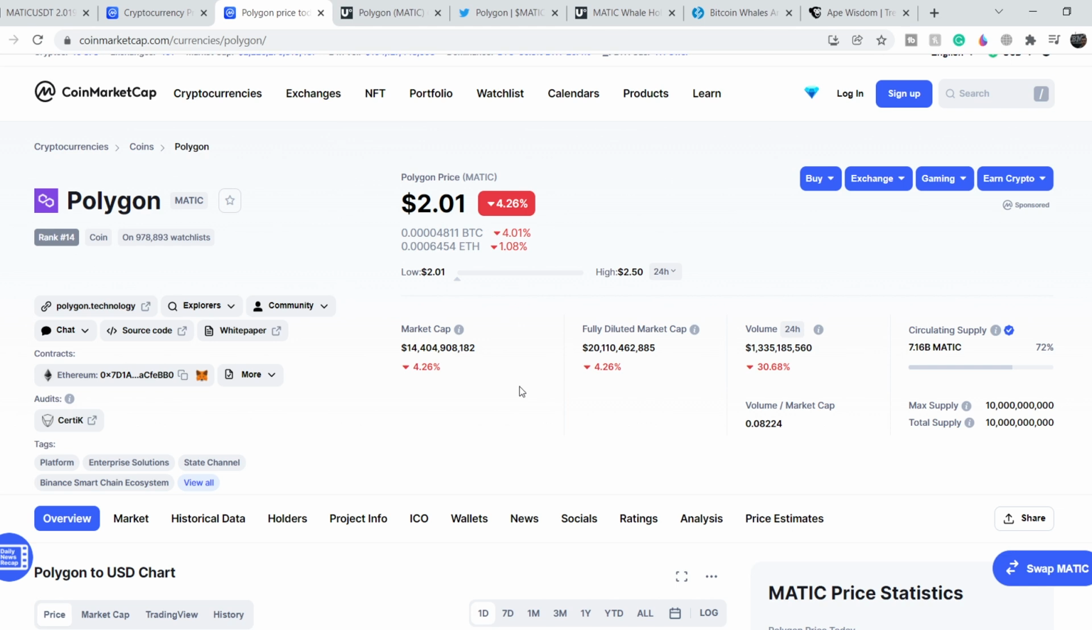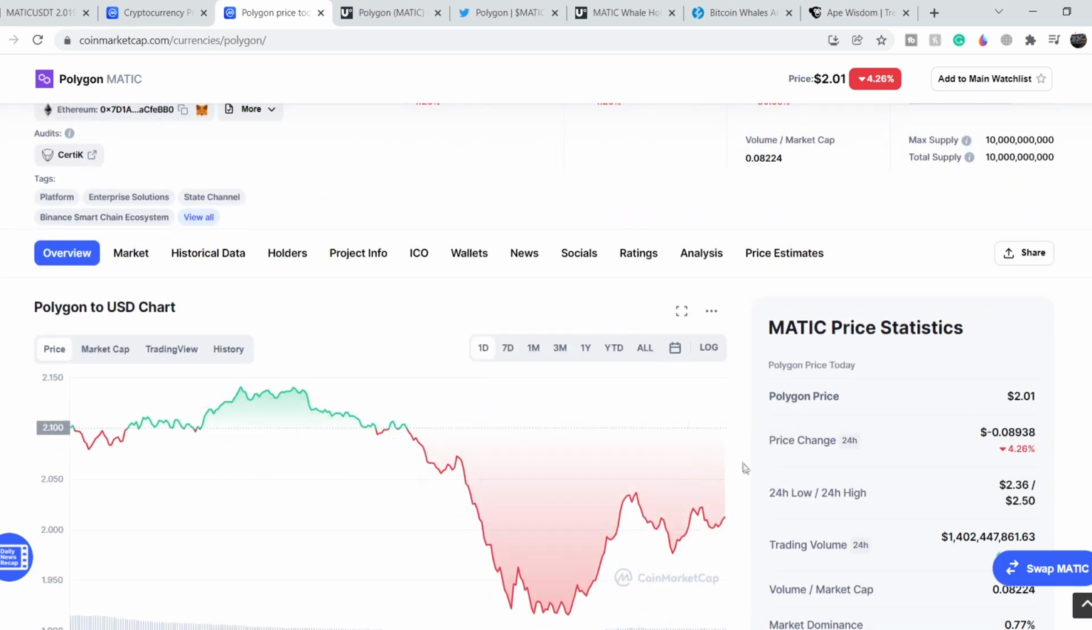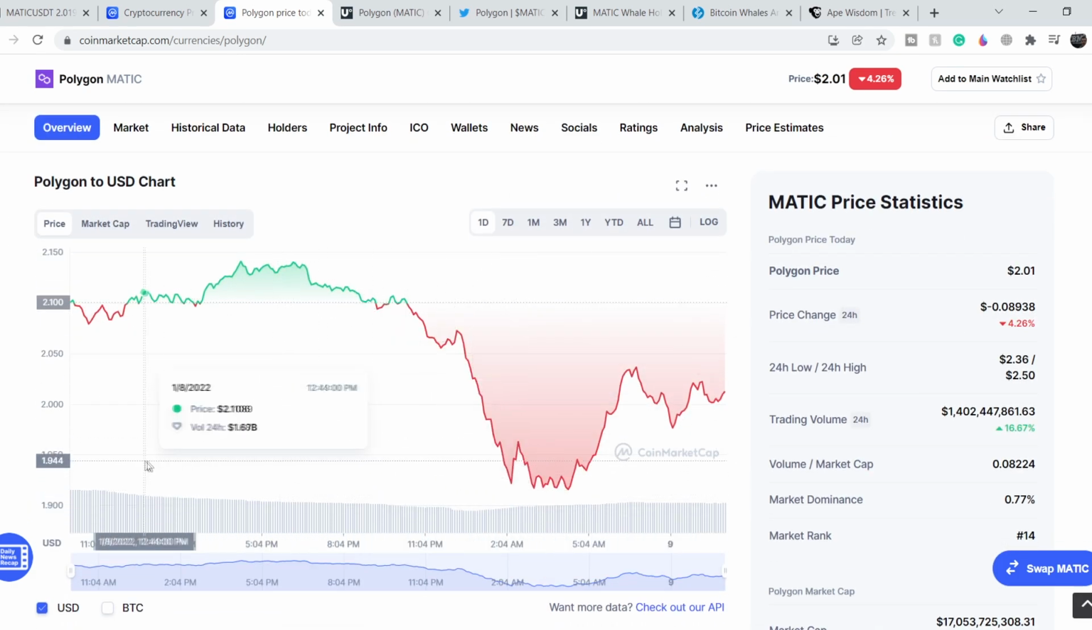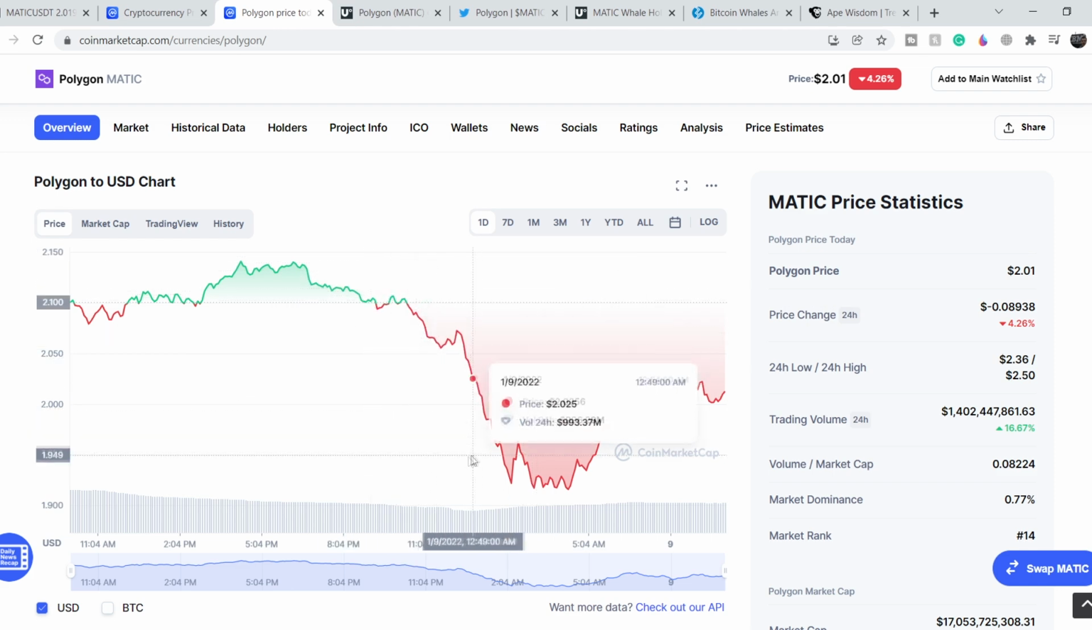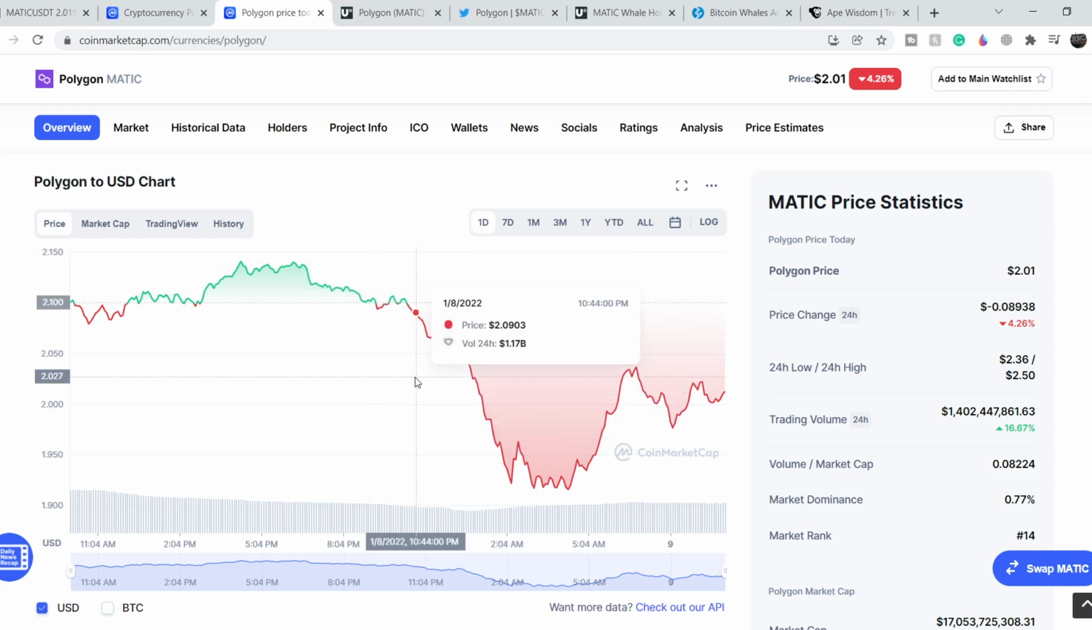So let's continue with the Polygon numbers. For now, it has $14.4 billion of total market cap. It is a 4.26% decrease during the last 24 hours. And the total tradable volume is $1.33 billion, and it is a 30.68% decrease over the last 24 hours. So we have this movement to the downside with decreasing volume, and it is quite a good sign from the technical standpoint because we don't have many sellers who push the price down, and this means potentially we might be nearing the trend reversal.